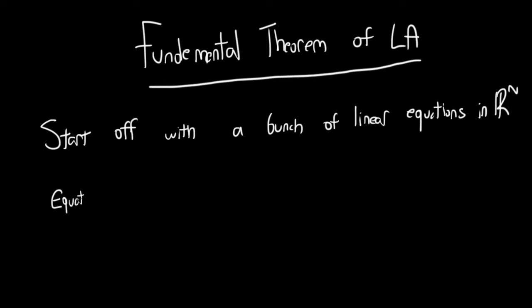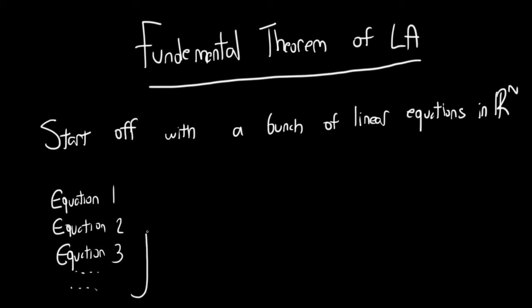So we'd have equation 1, equation 2, equation 3, and so on and so on. We're going to have n variables per equation. And you can have as many equations as you want, but you need to remember, like I said in the last video, every time you add a new equation, that's one more person that you need to satisfy.